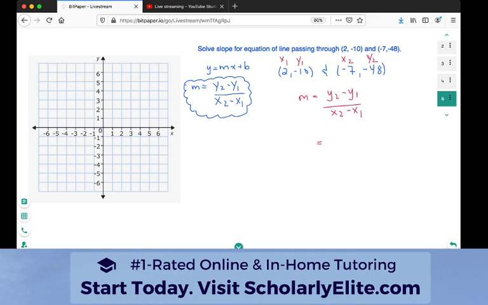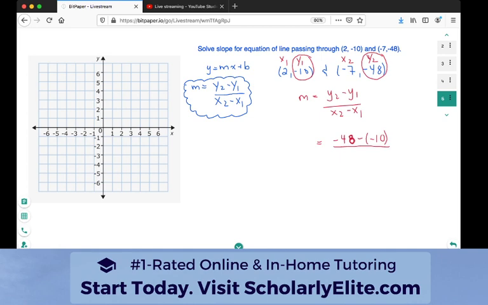So y2 is negative 48, and that's really important to write in the negative. This is something a lot of people get confused about on tests. If it's negative in the point that you've been given, you have to write it as a negative, okay? So y1, we've got right here, is negative 10. That means that we are subtracting negative 10, and you have to write it in this integer format so that we can simplify it. Great.